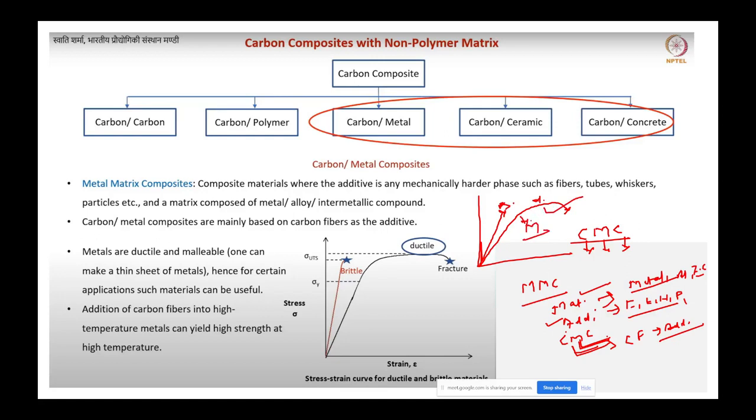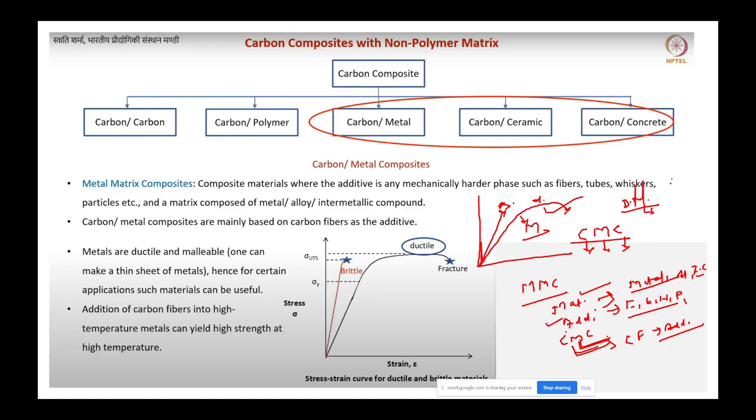Okay, it won't break very suddenly. So the metals are ductile and malleable. One can make a thin sheet of a metal. Hence for certain applications such material can be useful. Suppose you have a ductile nature, it is malleable, you can make a sheet, you can get it into any shape, you can have lots of applications where you can use metals.